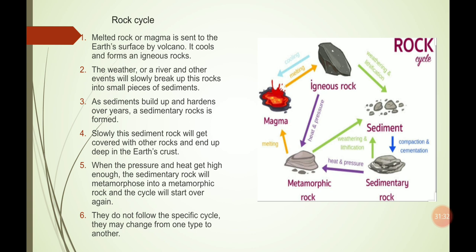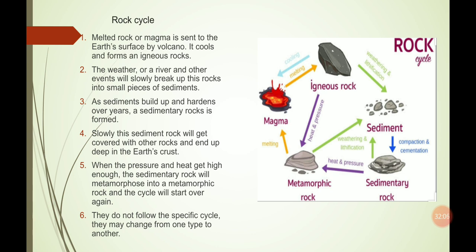Slowly this sedimentary rock will get covered with other rocks and end up deep in the earth's crust. When layers get deposited, it goes down in the earth's crust. Again, when pressure and heat get high enough, the sedimentary rock is converted into the metamorphic rock. The cycle will start over and over again. So this is the procedure that makes the rocks rotate.